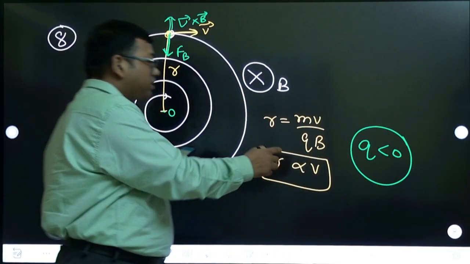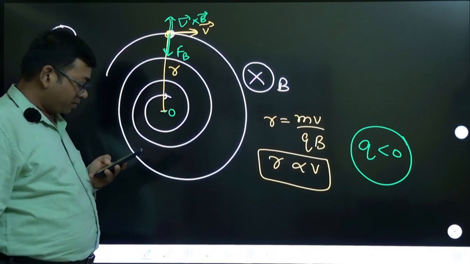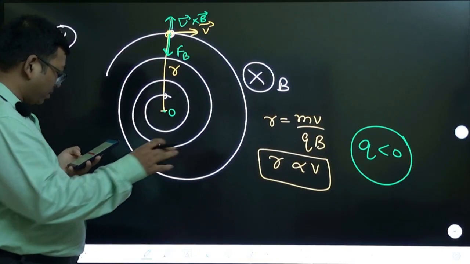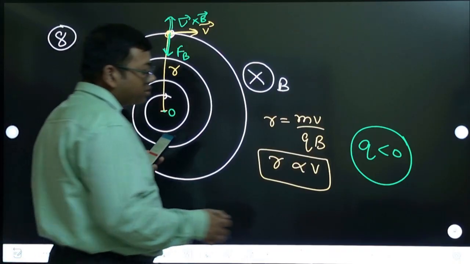right? Charge is negative and speed is decreasing. So the correct answer will be option B. Clear? Let us move next.